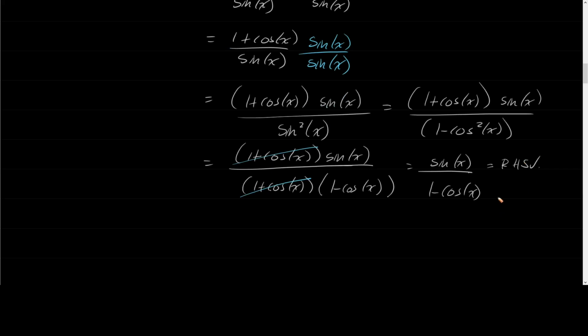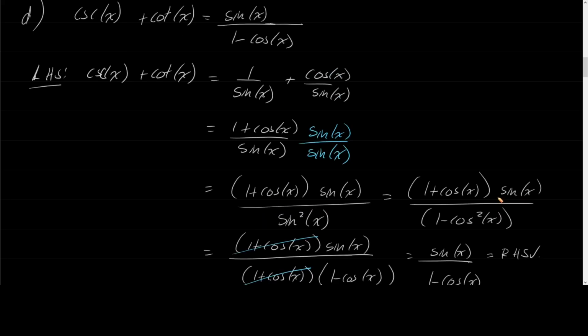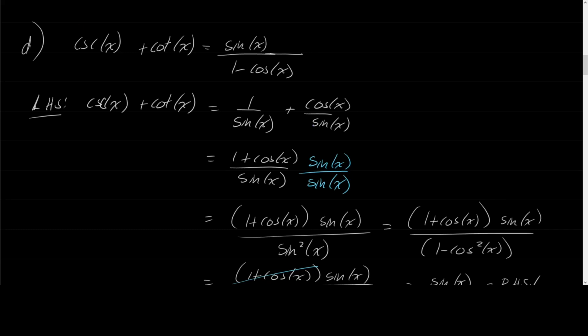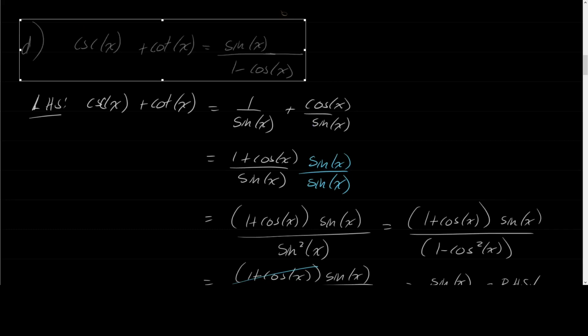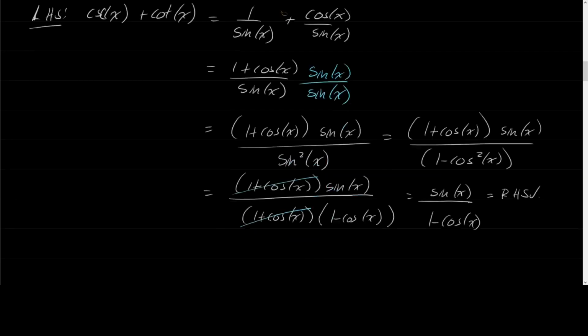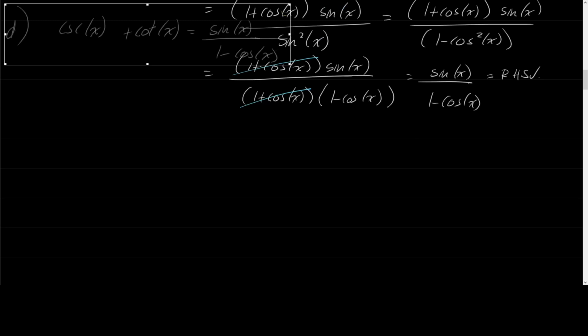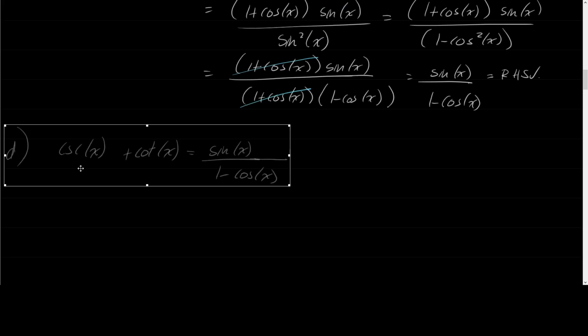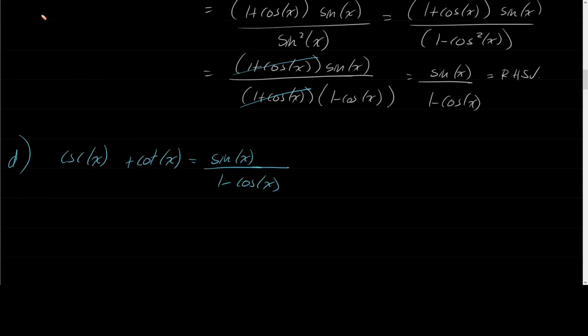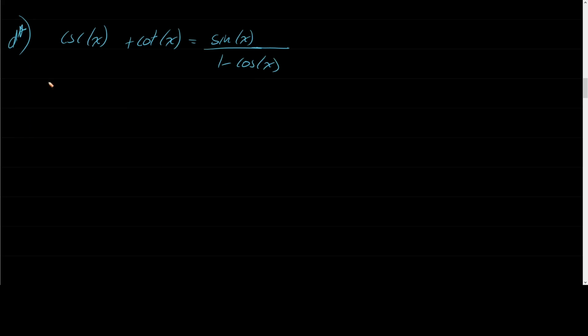Right? Now, I said I was going to do this in two ways. So let's go ahead and redo this problem, but starting on the right-hand side. So we'll do this one in blue, and we'll call it D star. So we're going to start on the right-hand side, meaning that we're going to start with sine x over 1 minus cosine x. All right.